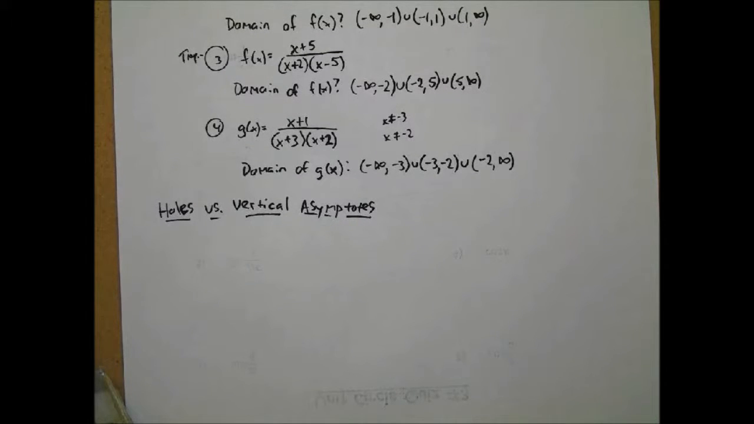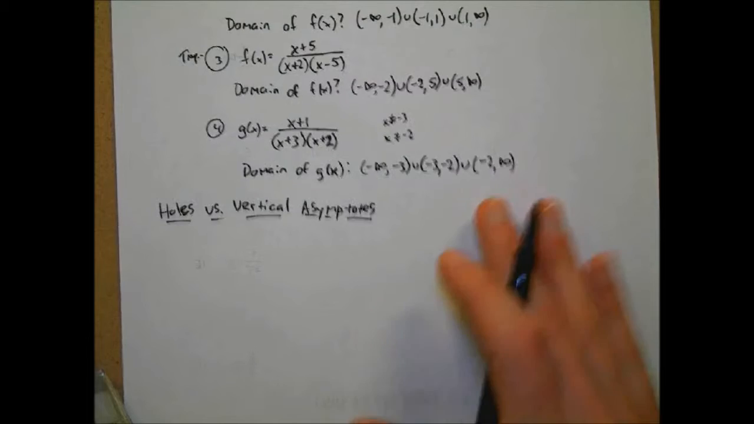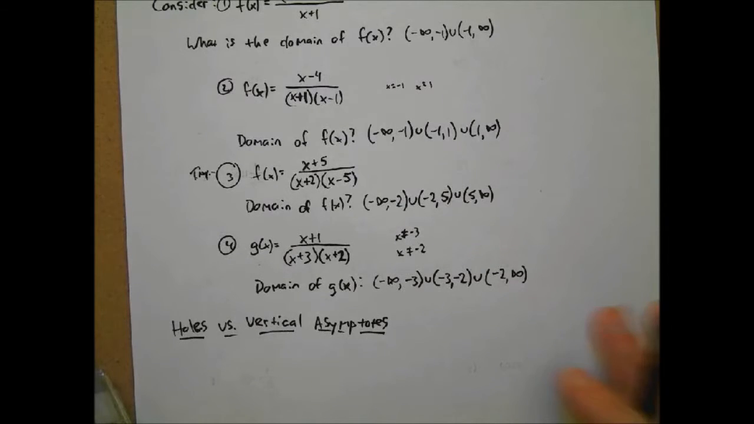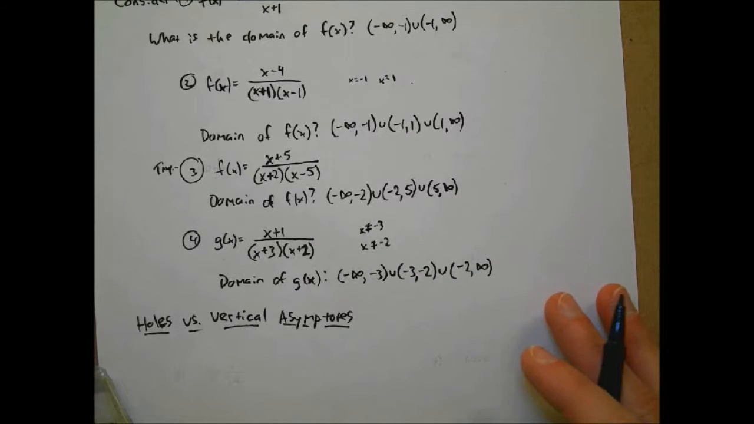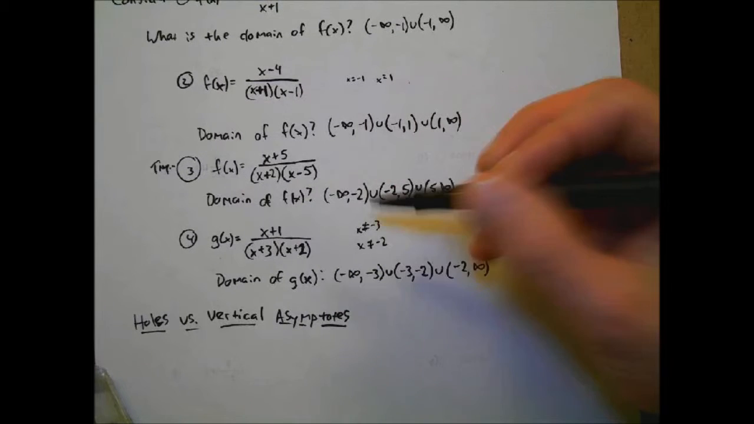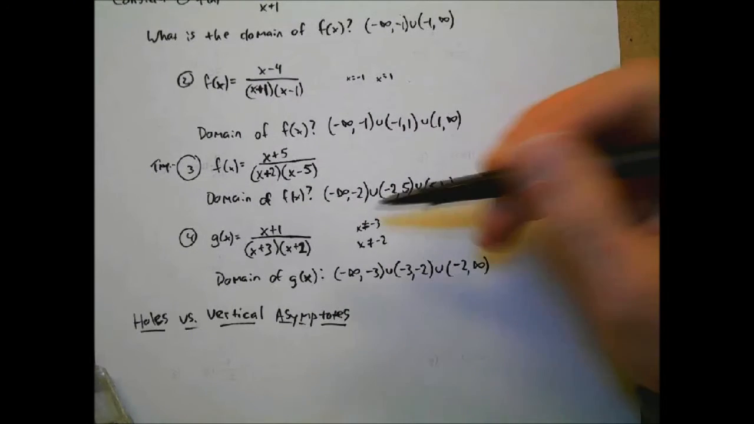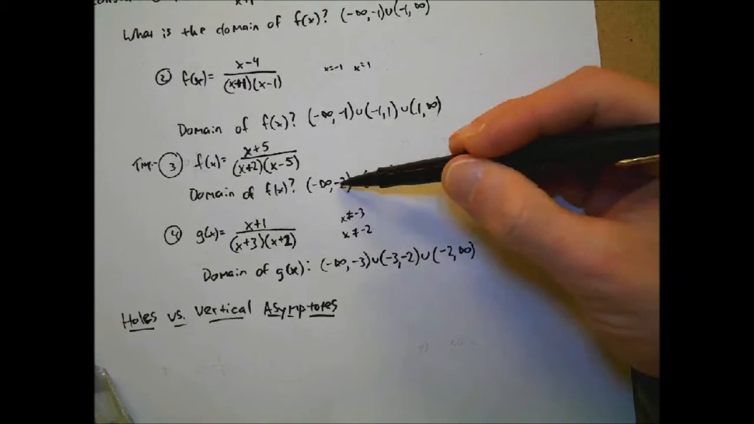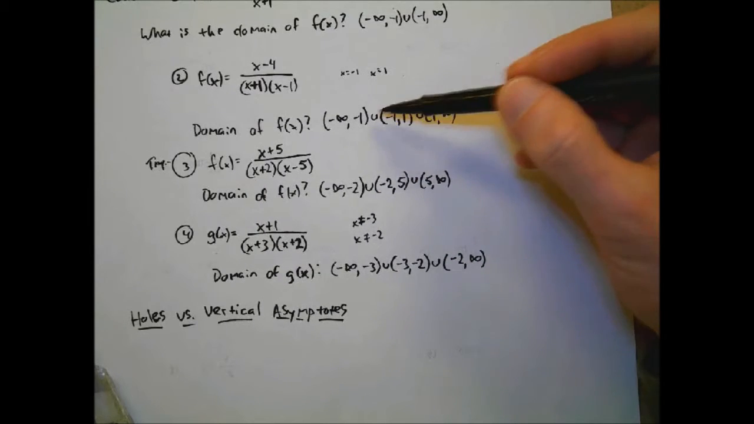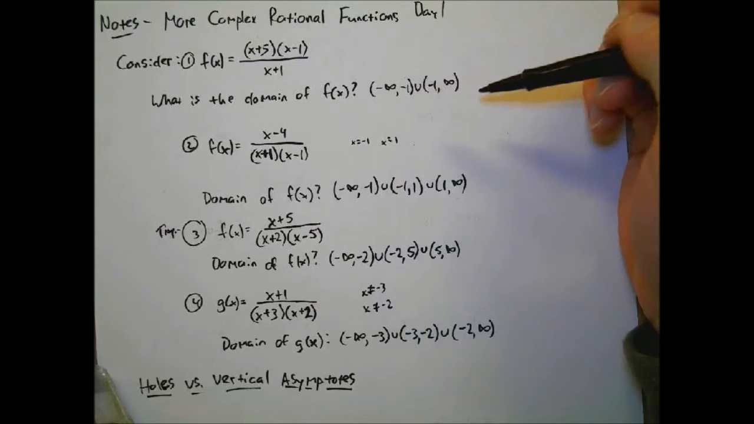Holes versus vertical asymptotes. So all those x values that we've looked at up to this point have all had vertical asymptotes at them. All these domain restrictions, all these numbers that we've taken out of our domain: negative 3, negative 2 here. Here we took out negative 2 and 5. Here we took out negative 1 and 1. And then up here, just the negative 1. Those are all vertical asymptotes.